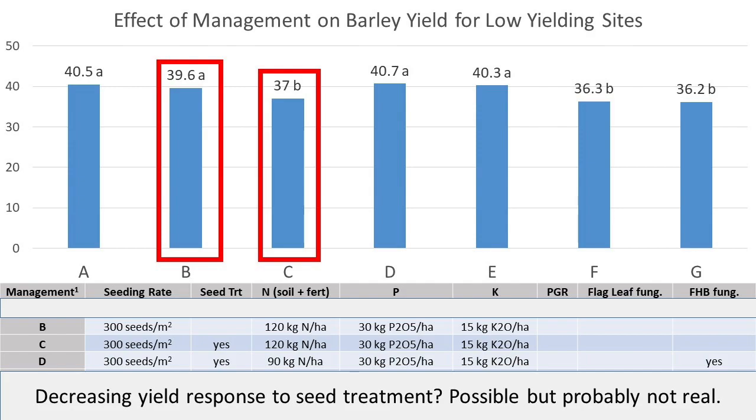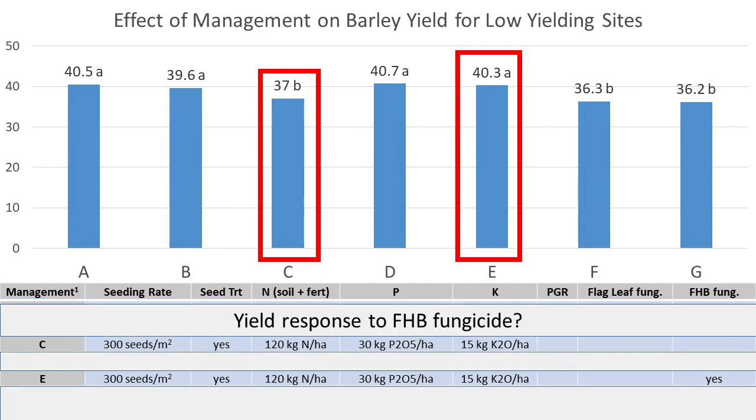Management D has seed treatment too. It also has lower nitrogen but higher yield. Now, it also has fungicide at Fusarium head blight, but I doubt that's contributing to yield during a drought. Now, when C and E are compared, it looks like there's been a response to Fusarium head blight fungicide, which I don't think is likely during the drought experienced at these locations. I just think C is unusually low due to random variation and is causing us some problems here.